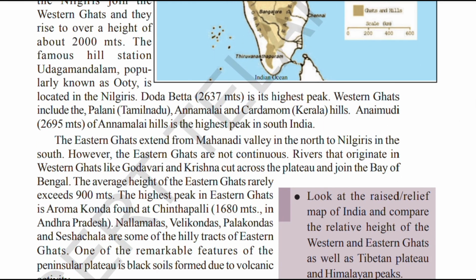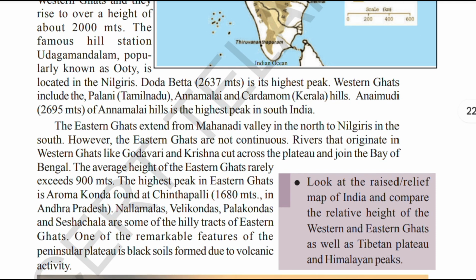Dodabetta, at the height of 2637 meters, is its highest peak. So Dodabetta is the highest peak in the Nilgiris. Western Ghats include Palani in Tamil Nadu, and Annamalai and Cardamom Hills in Kerala. So Anaimudi is actually the highest peak, which is 2695 meters, of Annamalai Hills, and is the highest peak in South India. So this is some information about Western Ghats.